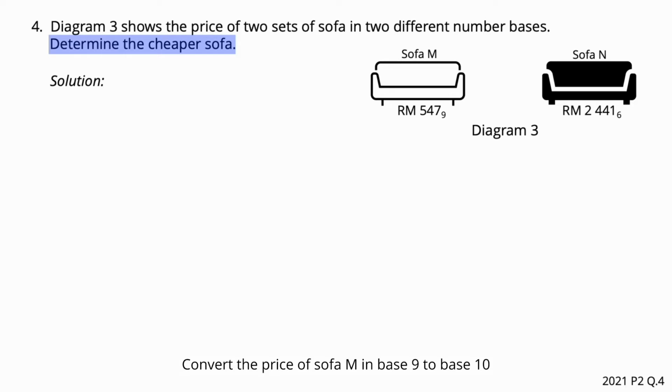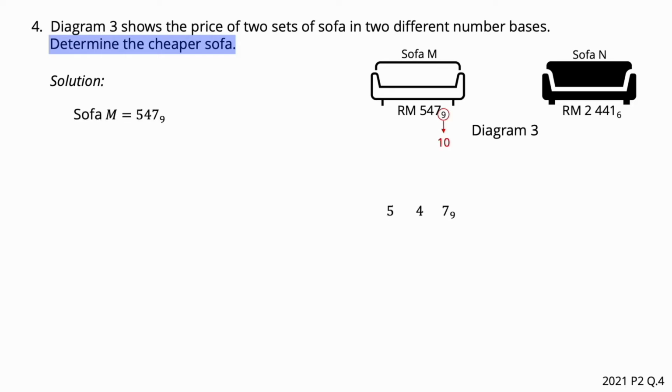Convert the price of sofa M in base 9 to base 10. 547 in base 9. Start with the digit and place values: 9 to the power of 0, 9 to the power of 1, and 9 to the power of 2. Write it as 5 times 9 to the power of 2 plus 4 times 9 to the power of 1 plus 7 times 9 to the power of 0. The calculated result is 448.